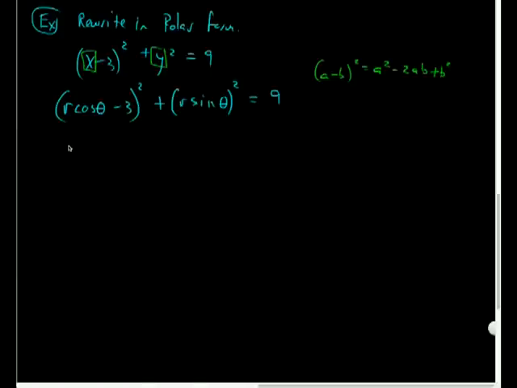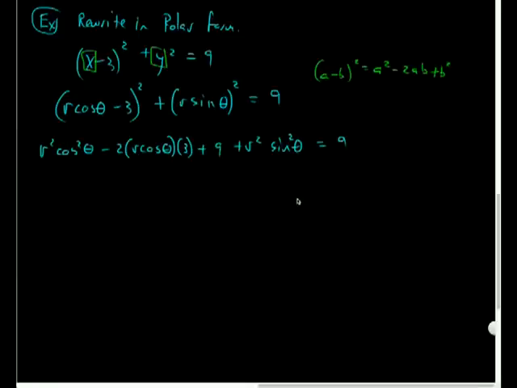And I will get, let's see, a is the r cos theta part and b is the 3. So I'll get r squared cos squared theta minus 2 times r cos theta times b, which is 3, right? And then plus b squared, so that's plus 3 squared, which is 9. Squared here, so this would be plus r squared sine squared theta, equals 9.